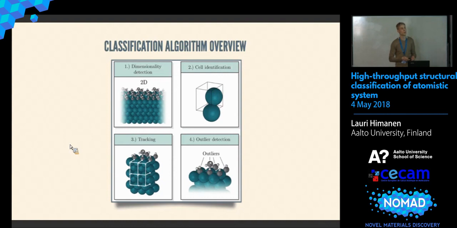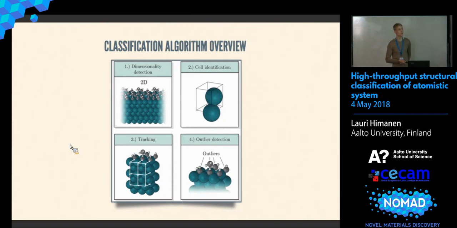That's the first step. We want to distinguish between 2D materials and surfaces, so make this first branching in our classifier. But we also want to go a bit further, so we want to detect the unit cell of the underlying structure, so the unit cell of the surface or of the 2D material, and also distinguishing outliers. And by outliers I mean things like adsorbates, defects, and so on within these structures.